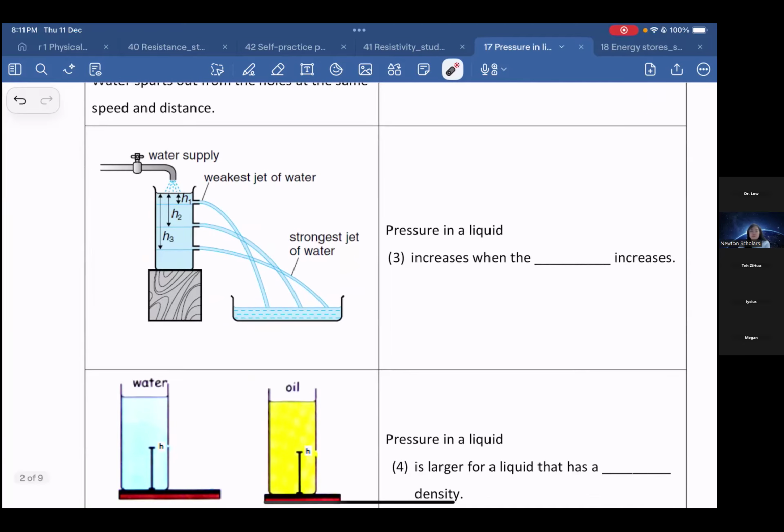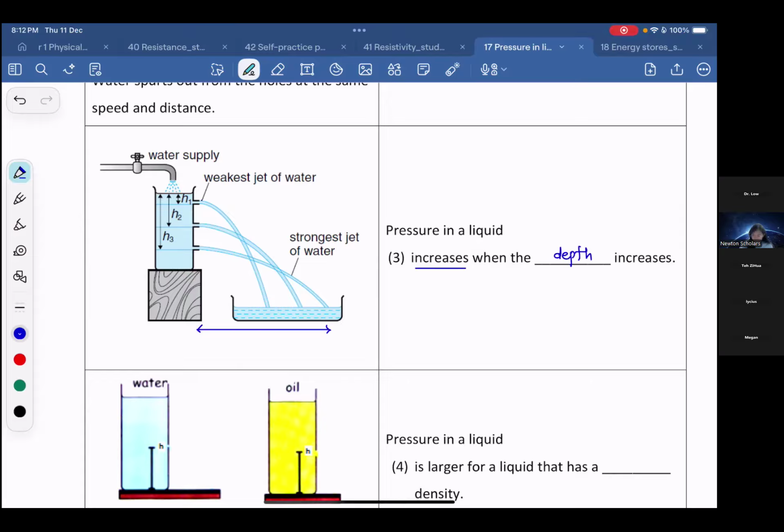Now we change. We want to study the depth. So we found out that the depth is from the surface going down until this point. We found out the water spurts out the furthest, with the largest horizontal distance. Let's say this distance is 5 cm or x cm, whatever is the largest distance. We found that here spurts further, which means the pressure is the highest. Pressure in the liquid will increase when the depth increases.